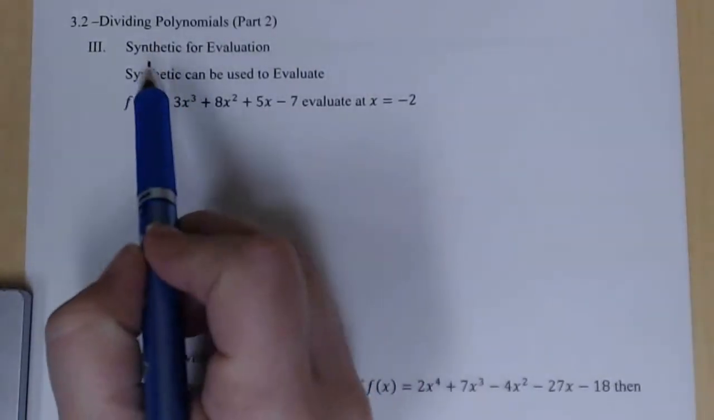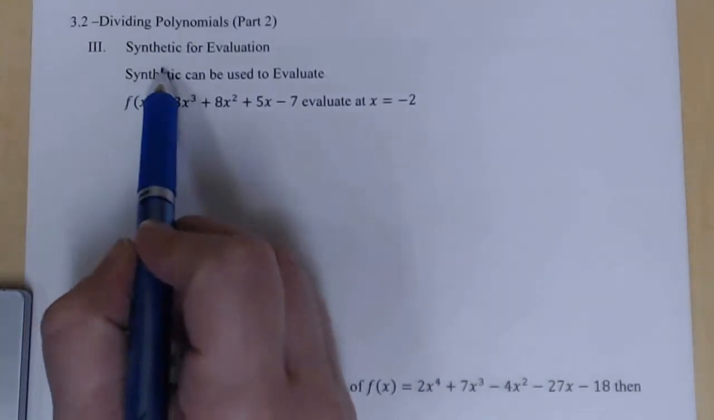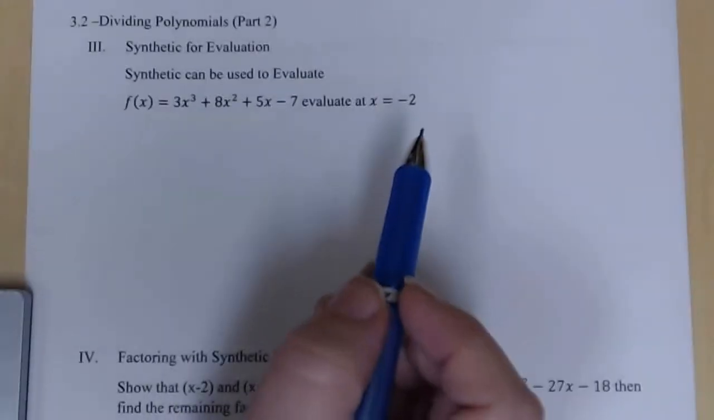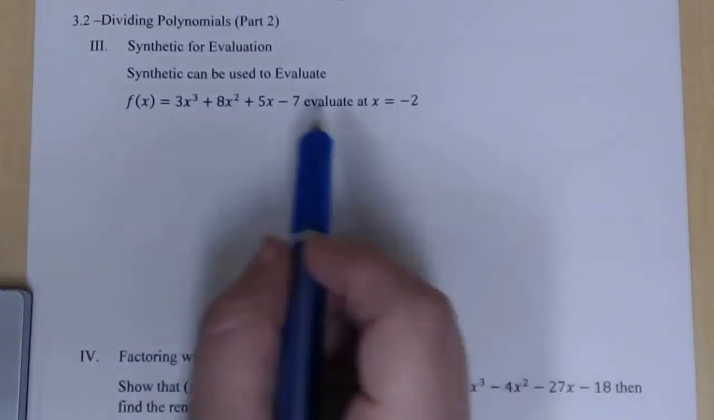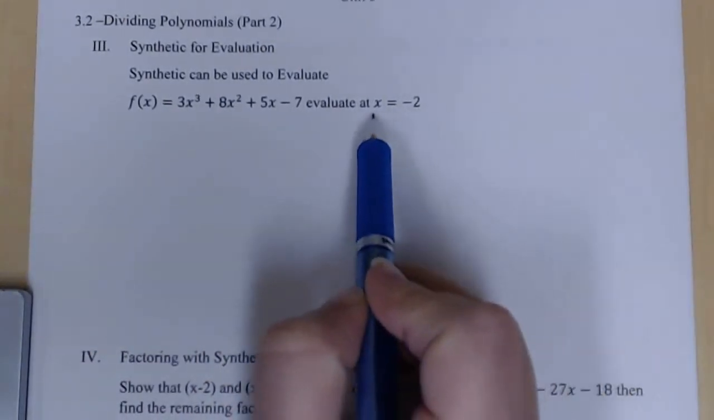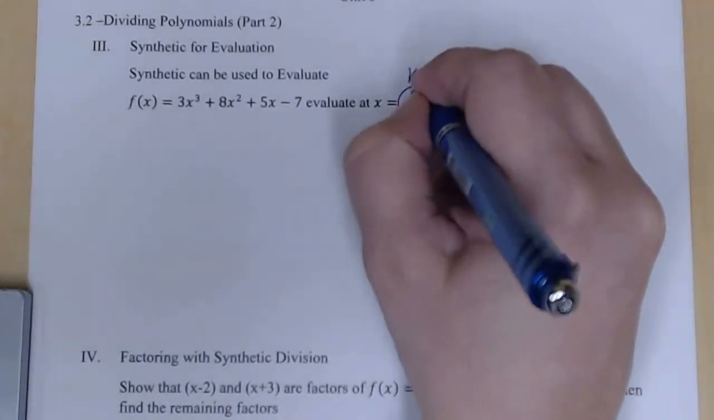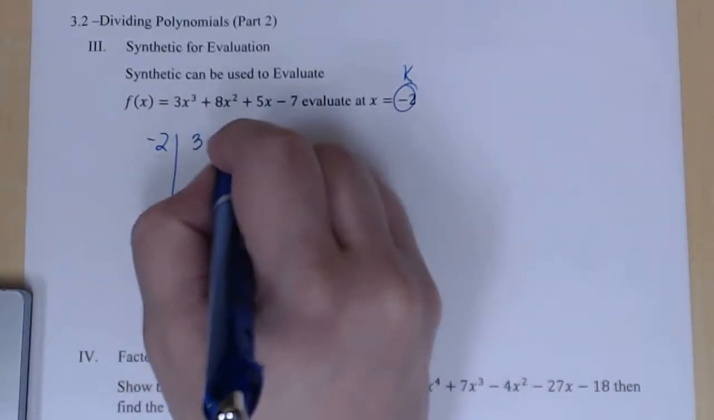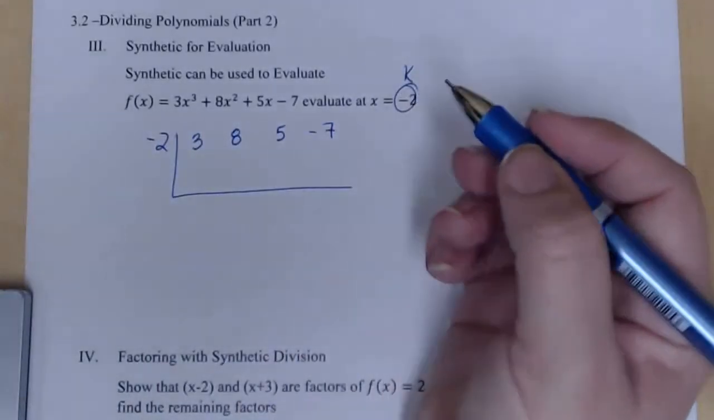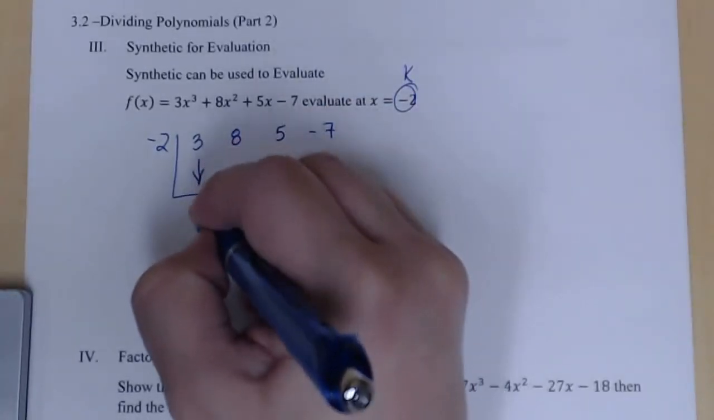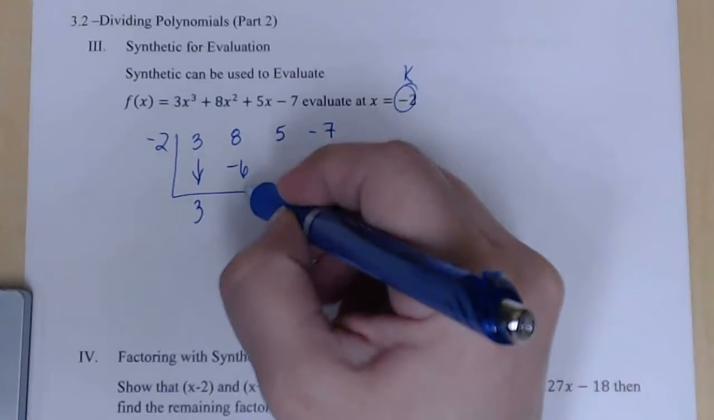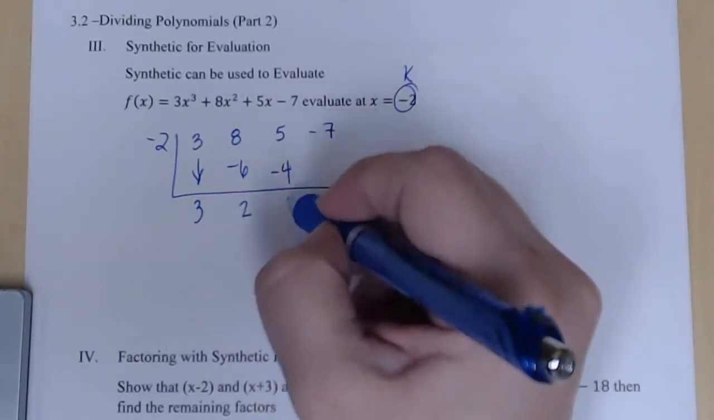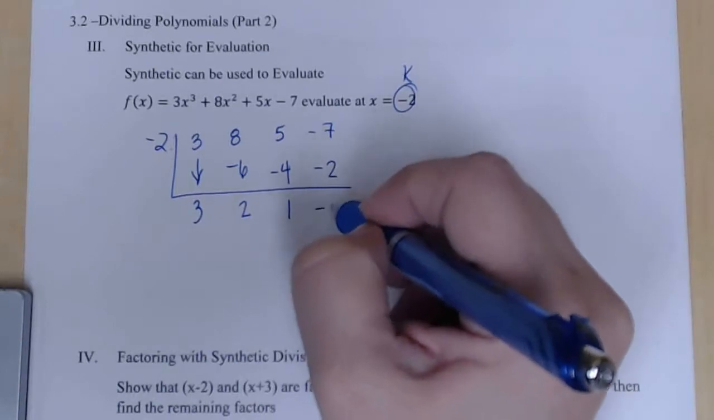The use of synthetic is not only helpful in just division of problems, but it also helps us to do some other processes. Another process that it's used for is synthetic for evaluation. So you can actually use synthetic to evaluate a polynomial. So I'm going to go ahead and set up my synthetic division. This says x equal to a number, so there's my k already, say negative 2. And then these are my coefficients, 3, 8, 5, and negative 7. I'm going to do my synthetic pretty quickly here. So I bring down the 3, multiply, add, multiply, add, multiply, add.